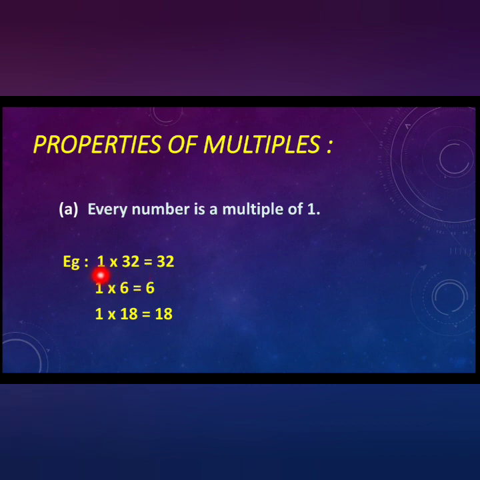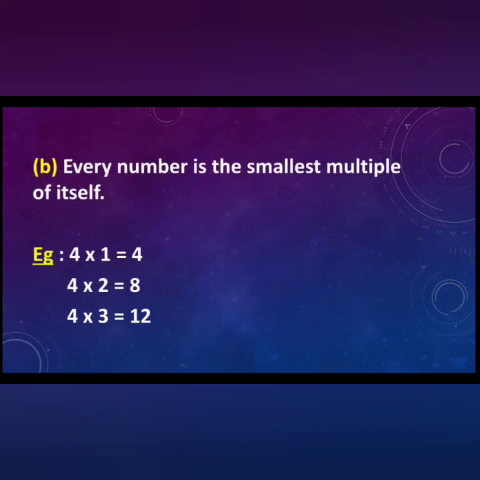Or you can say that 32 is a multiple of 1 and 32. For 6, 6 is a multiple of 1 and 6 also. They are called what? Multiples, and they are called what? Factors. So I think you are clear with this. Now moving to the next property of multiples, and it is every number is the smallest multiple of itself.